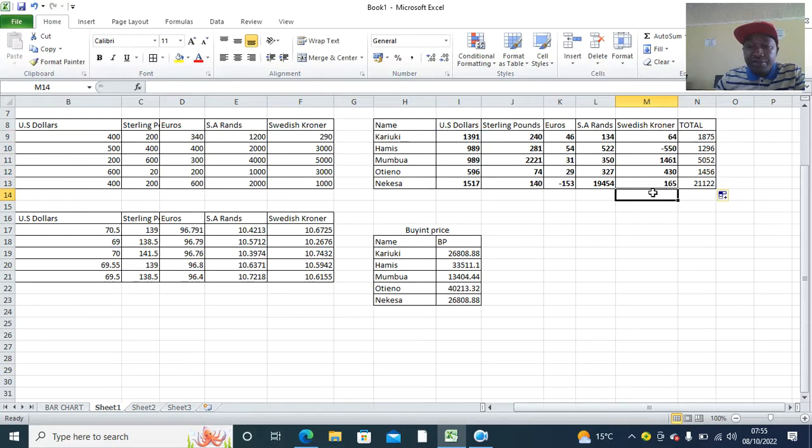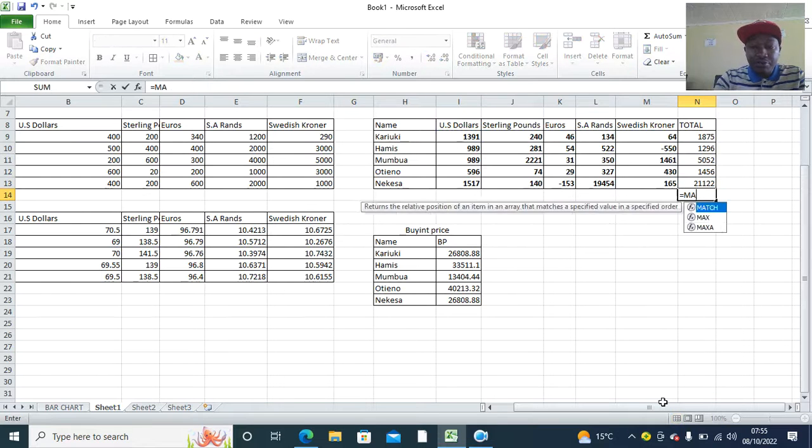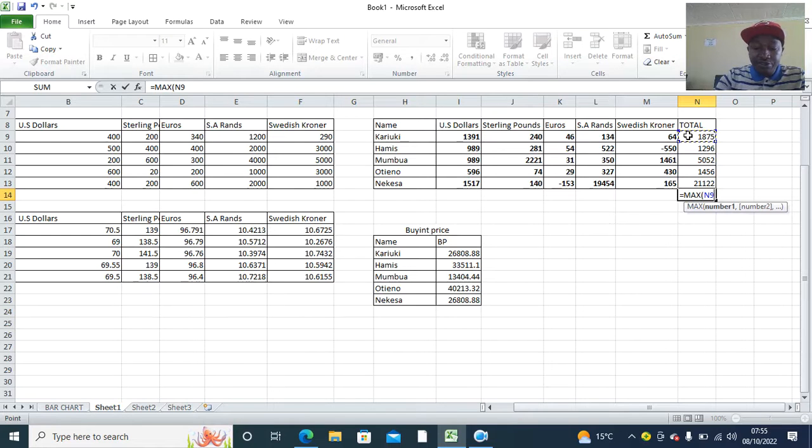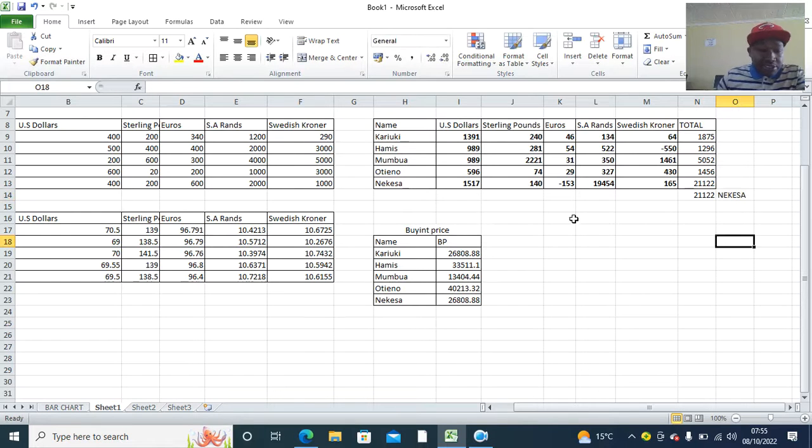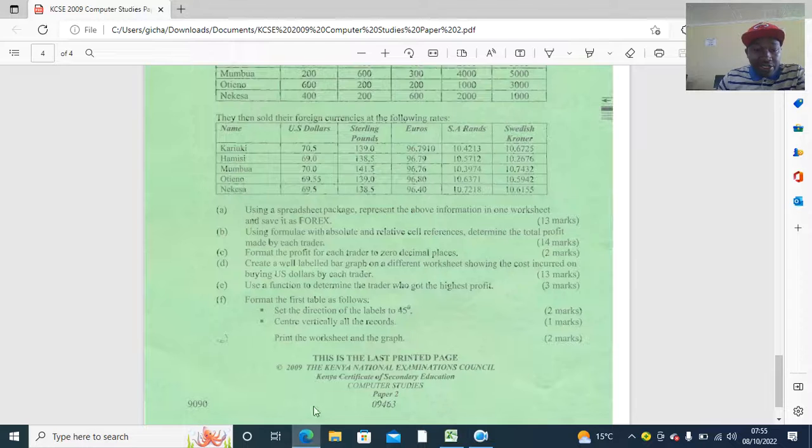Then here just write the maximum function: equals maximum, open the bracket, click the first one, colon, click the last one, close the bracket and press enter. So you can be in a position to see this is the guy who has the highest, and that is Nekesa. So this one is Nekesa. That is the trader who had the highest.